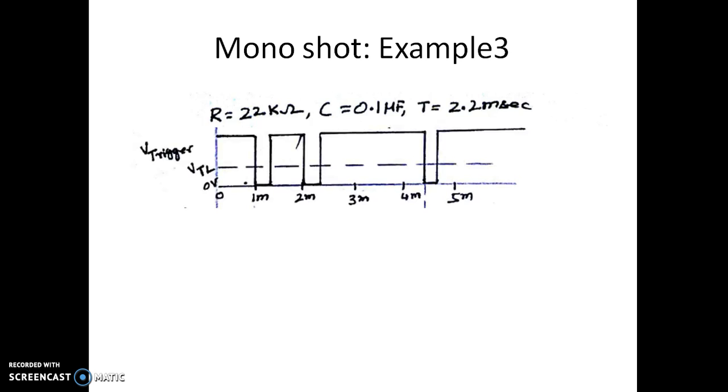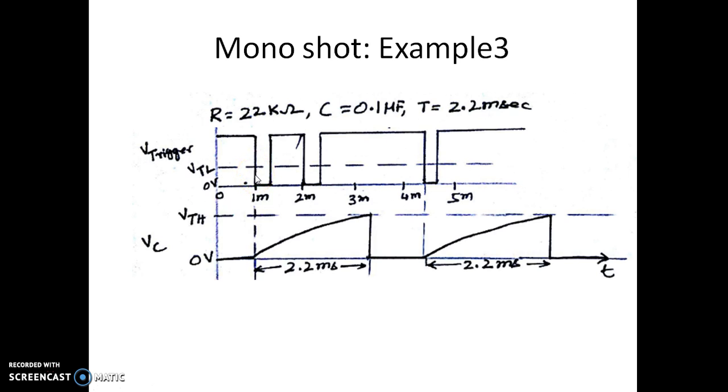Assume that we have something like this type of signal. So at 1st millisecond, the signal is going low for a very small duration, and at 2nd millisecond it is again going down. At around 4.5 millisecond it is again going down. Now since it is going down and it is below VTL, which is a valid trigger signal, let us see what happens.